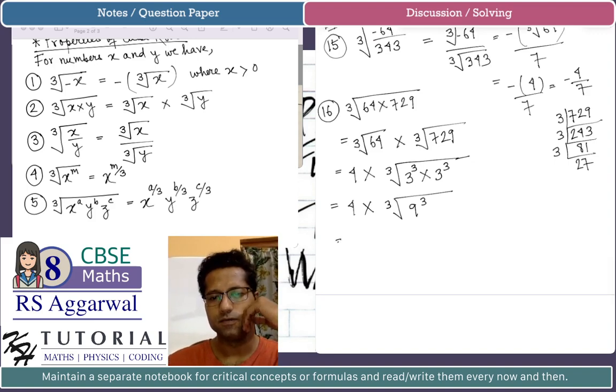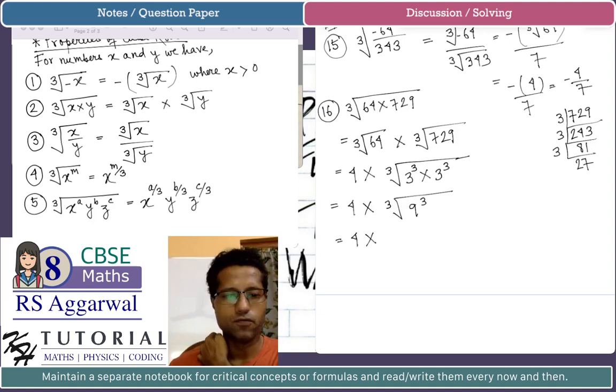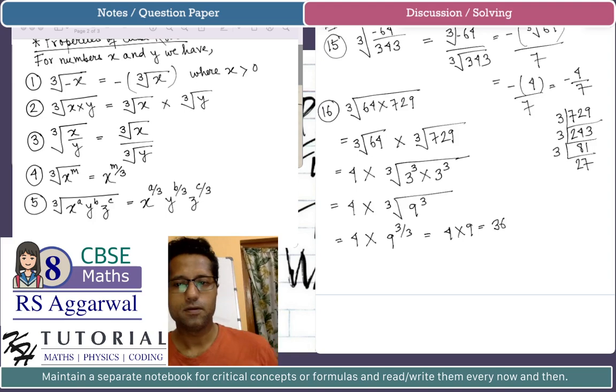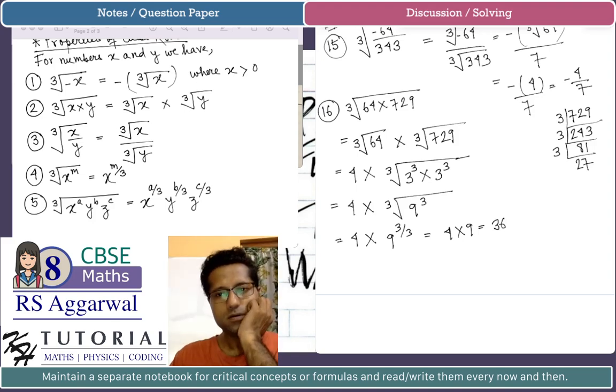Now this will be equal to 4 multiplied by, now I can use property 4 from the notes. If you refer to the notes, property 4 says that cube root of 9 to the power 3 will be equal to 9 to the power 3 by 3. So this is equal to 4 into 9, that is 36. So the cube root of 64 multiplied by 729 is 36.